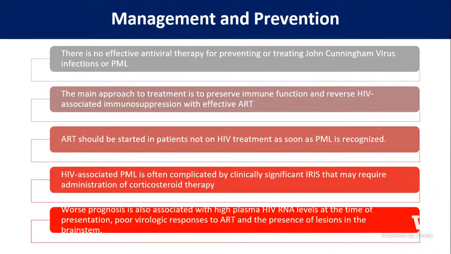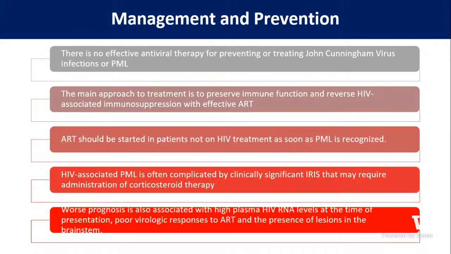There is no effective treatment specific for PML, but the main approach is to preserve immune function. So how do you do that? You do that by giving antiretroviral treatment as soon as possible. Patients who are not on treatment should be started, especially if PML is recognized. It is very complicated, in that sometimes it can present as an IRIS, that it can worsen once you start, but then it usually settles down after some time.